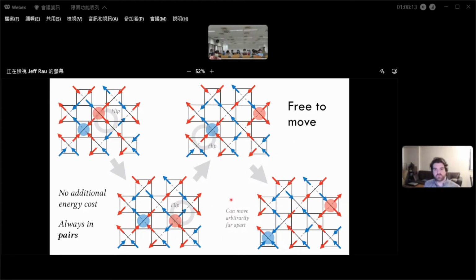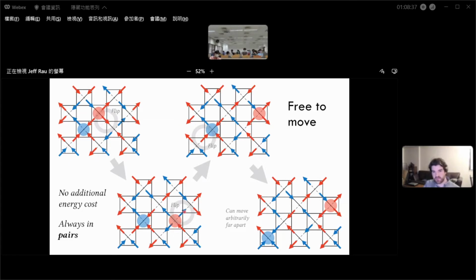Further, these defects are free to move. If I flip that one spin here, I generate this pair of 3-in, 1-out and 1-out, 3-in. By flipping more spins, I can actually move these defects around at no additional cost. So if I flip this spin here, what ends up happening is I move this 3-in, 1-out state over to this other tetrahedron.